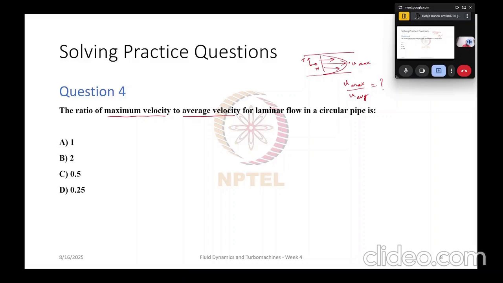So what is the ratio of maximum velocity to the average velocity for laminar flow in a circular pipe? For laminar flow in a circular pipe, is it option A 1? Is it option B 2? Is it option C 0.5? Or is it option D 0.25?